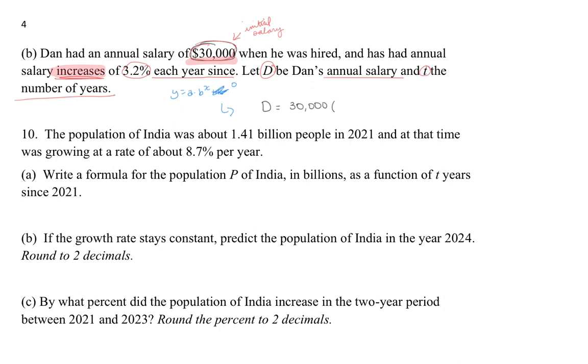We said our B, so I'm going to go up here. It says we're increasing by 3.2% a year. So if we start with 100% and we increase by 3.2%, we're left with 103.2%. And as a decimal, this is B. So that means our B is actually 1.032 to the T, because our X in this case is T. So that is our answer.